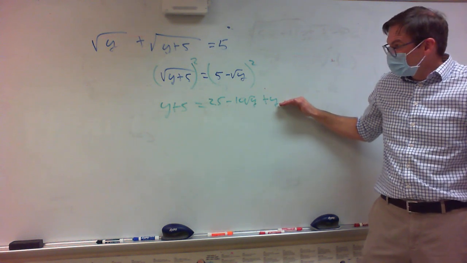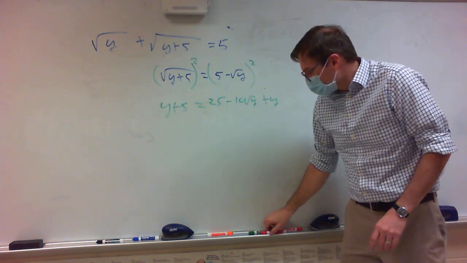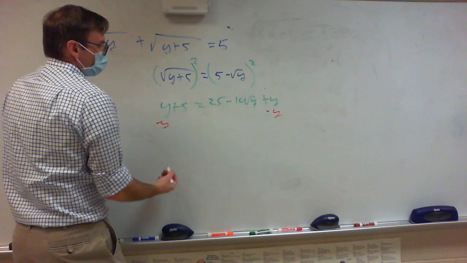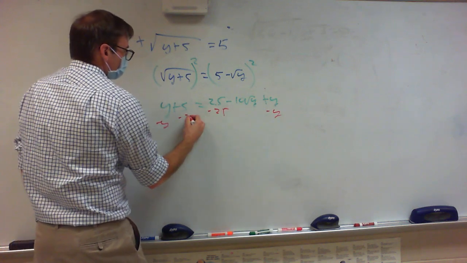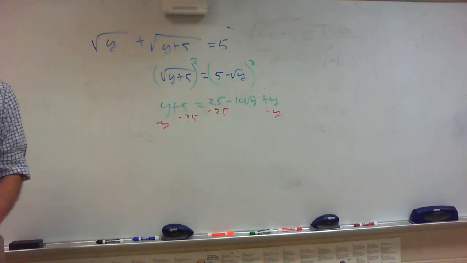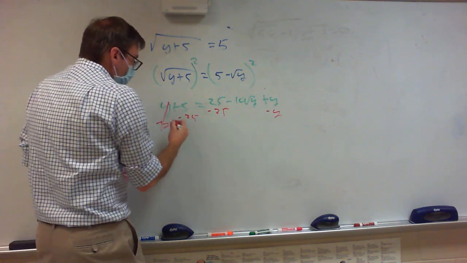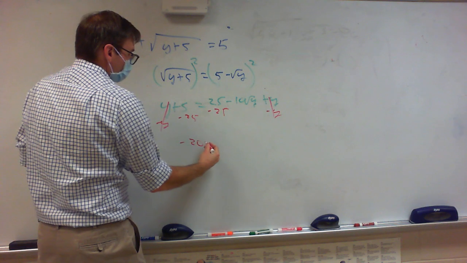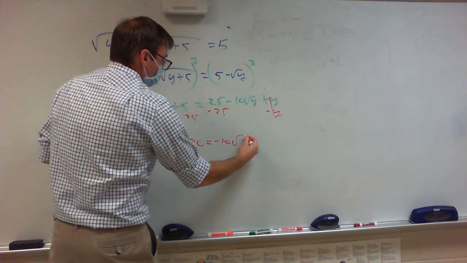Right, so you get the square root by itself, and you think, well, I'm going to subtract y from both sides. I'm going to subtract 25 from both sides. Is everybody okay with that? So this cancels. Oh, that's nice, right? Now you get negative 20 is equal to negative 10 square root of y.